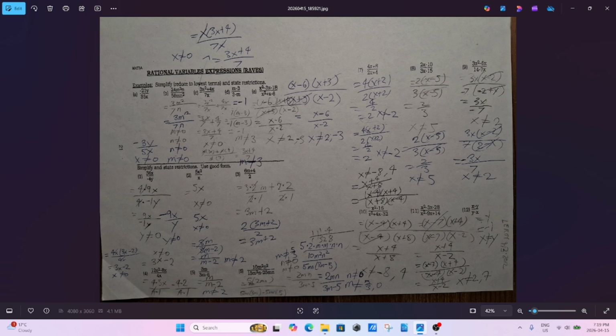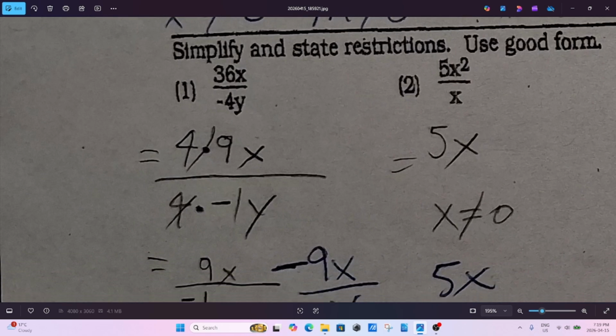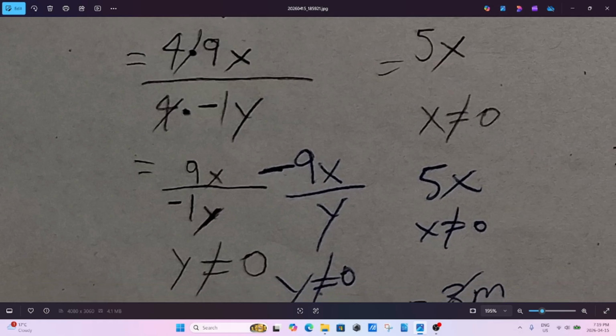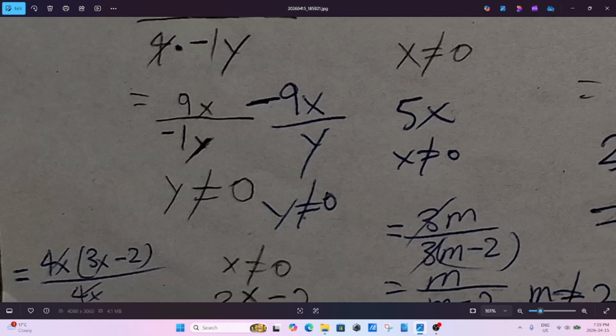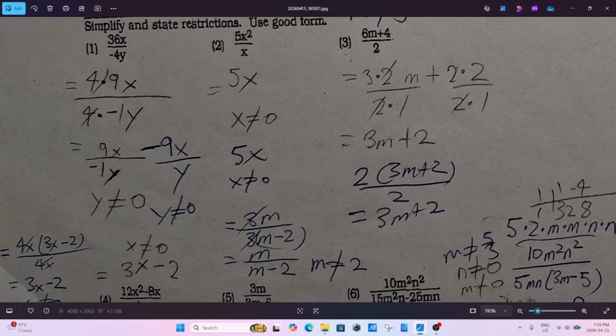Okay, now we're going to move on to simplify and state restriction, use good form. Question 1, 36x divided by negative 4y. So we factor out a 4 from top and bottom, cancel the 4, and then we get 9x and a negative y at the bottom. So the answer is negative 9x divided by y. y cannot be 0. Okay.